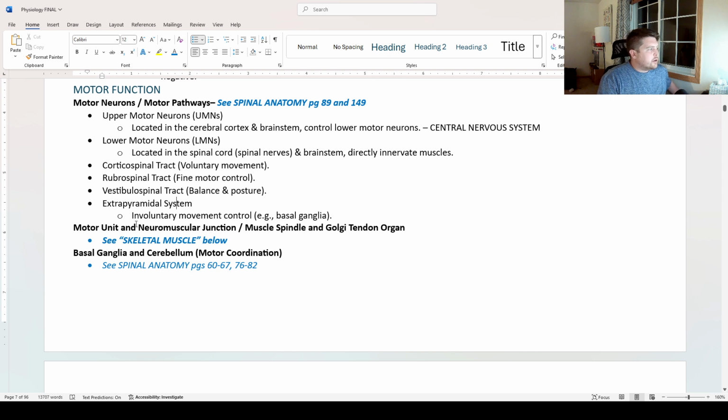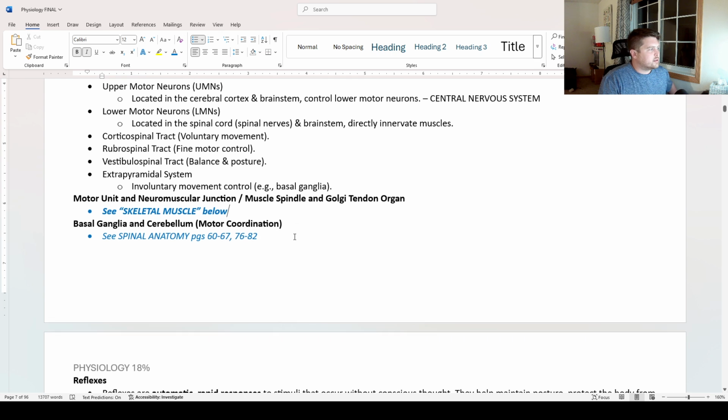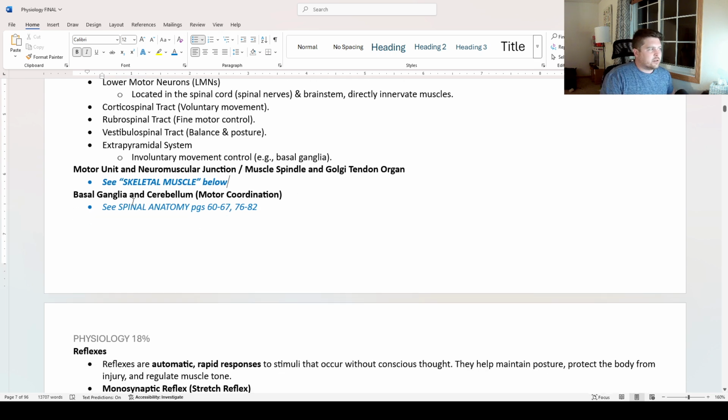The motor unit and neuromuscular junction, as well as the muscle spindle and Golgi tendon organ, we will come back to that. We group it with the skeletal muscle material because it fits really nicely in there, and I don't want to repeat it more than once. Then the basal ganglia and the cerebellum, having to do with motor coordination. Again, that is all found in the spinal anatomy lecture videos.